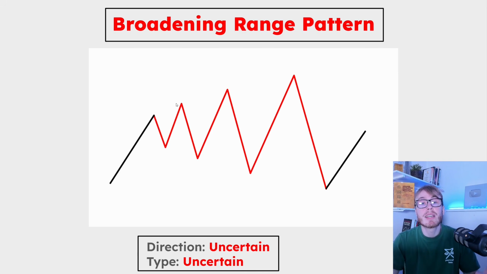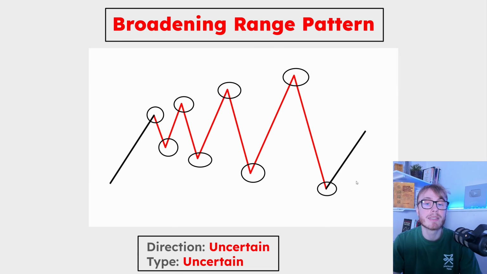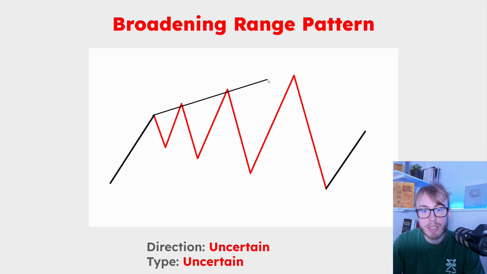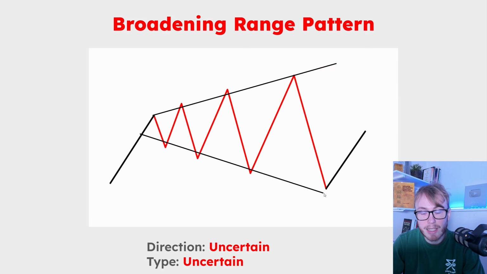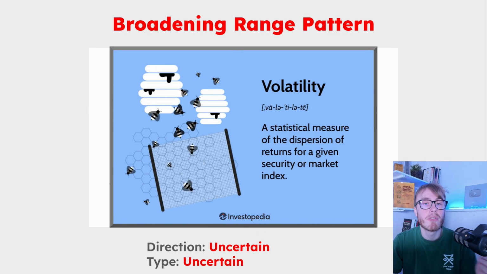So how do we find the broadening range? Well, what we're looking out for here is higher highs. So we want the price to print higher highs, but we also want the price to print lower lows. So we want to see an upward sloping resistance line while at the same time seeing a downward sloping support line. And what this pattern basically tells us is that we are seeing increased volatility.